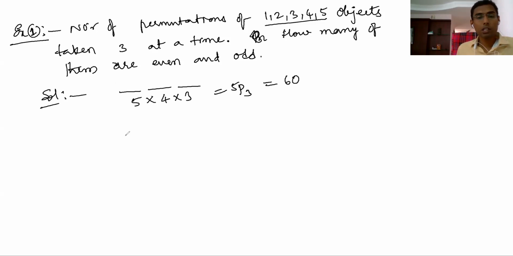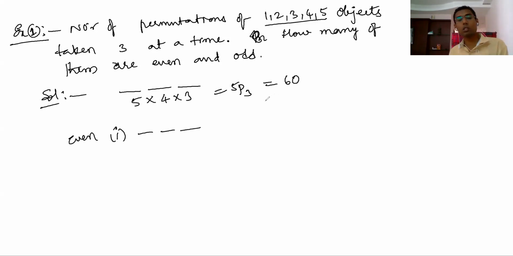But question 1 is: how many of them are even? That means out of the 60 3-digit numbers formed, how many of them are even? Even means the last digit should be 2 or 4. The last blank you can arrange with either 2 or 4. That is 2 ways you can arrange this. Please understand.